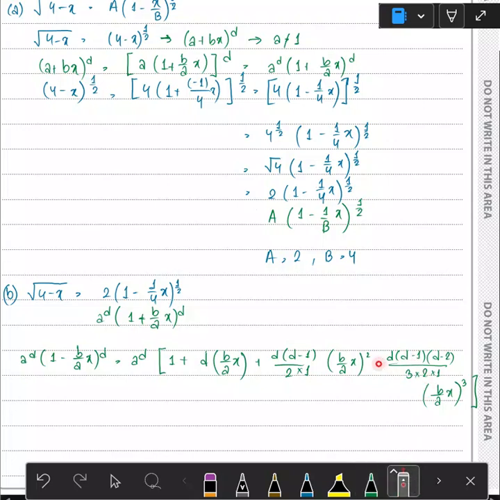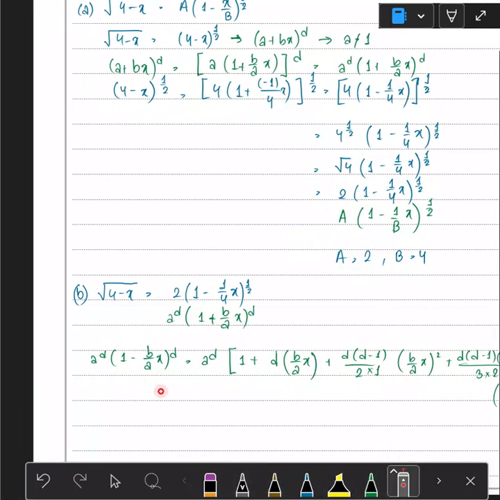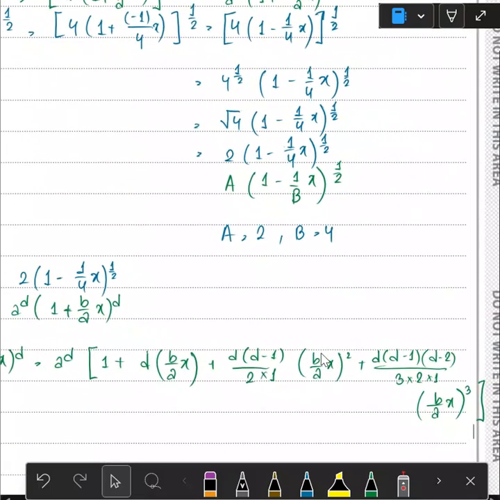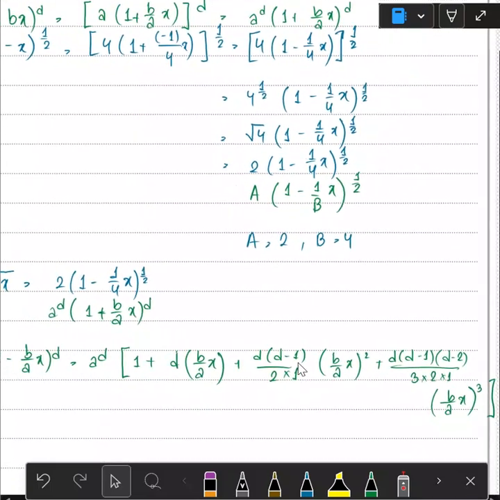So if you look at that, the d's are constantly decreasing, and the denominator here is increasing, and the power of b by ax is also increasing. Here it was 1, 2 and 3. So in our case, a to the power d is 2, b by a is -1 by 4, and d is just half. So we can simply substitute those values in the formula for the given expression here.